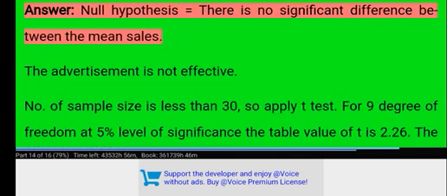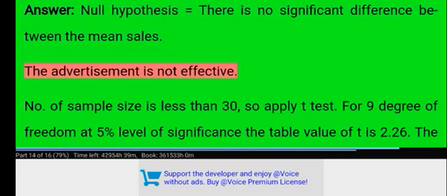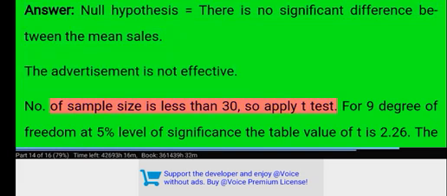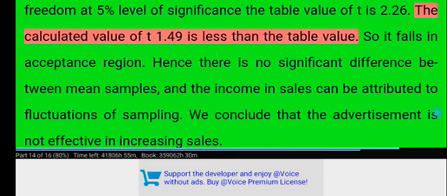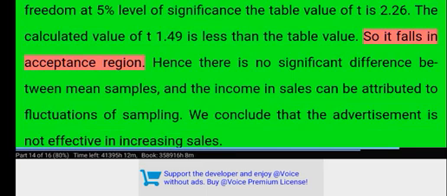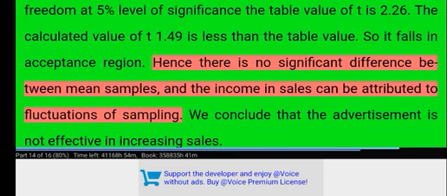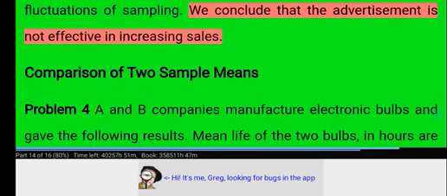Answer. Null hypothesis: there is no significant difference between the mean sales. The advertisement is not effective. The sample size is less than 30, so apply T-test. For 9 degrees of freedom at 5% level of significance, the table value of t is 2.26. The calculated value of t, 1.49, is less than the table value. So it falls in acceptance region. Hence there is no significant difference between mean samples, and the increase in sales can be attributed to fluctuations of sampling. We conclude that the advertisement is not effective in increasing sales.